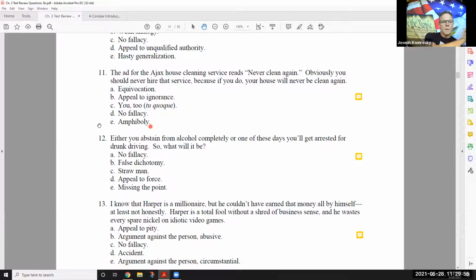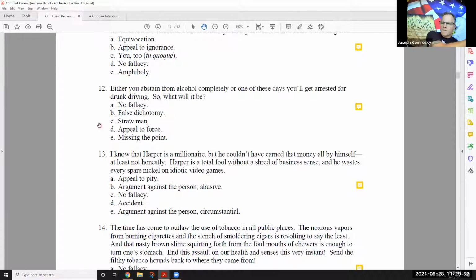12: Either you abstain from alcohol completely, or one of these days you'll get arrested for drunk driving. So what will it be?